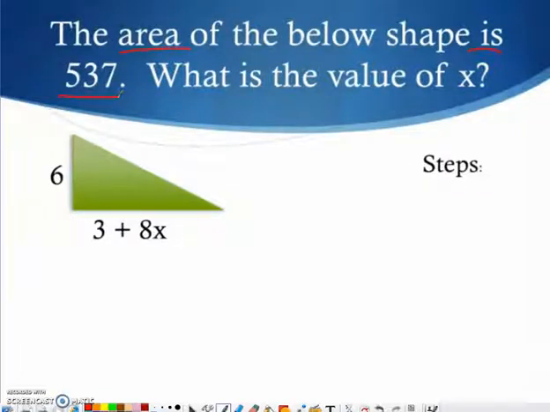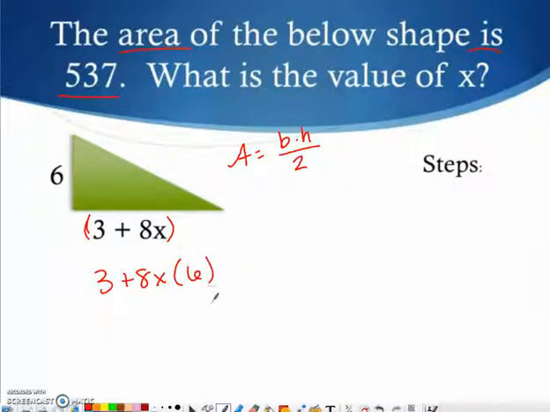Now this is different though, because if you remember, the formula for the area of a triangle is base times height divided by 2. So I know I have to do my base times my height. What some of y'all will try to do is this, and then put times 6. Don't do that. Put your constant, the number that's by itself, first. It's going to make your life a lot easier.